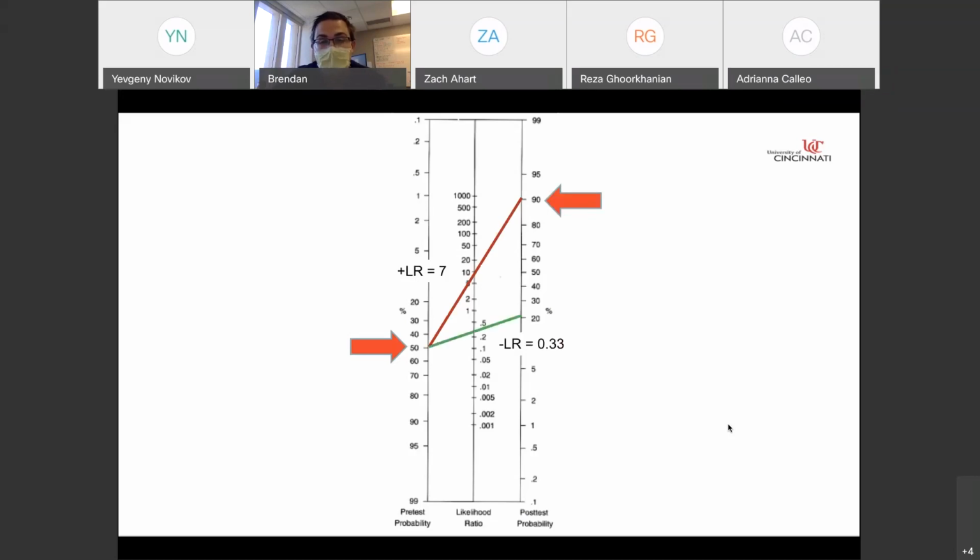Conversely, if we do the negative likelihood ratio, we can see that we've gone from 50% probability to only 20% probability. But that still leaves us with a question, right? What do I do with these numbers? What does 20% mean? And I think this is where a lot of people get stuck with using this kind of data, is they end up with a number, but they don't know what to do with that number or what the significance of that number really is.